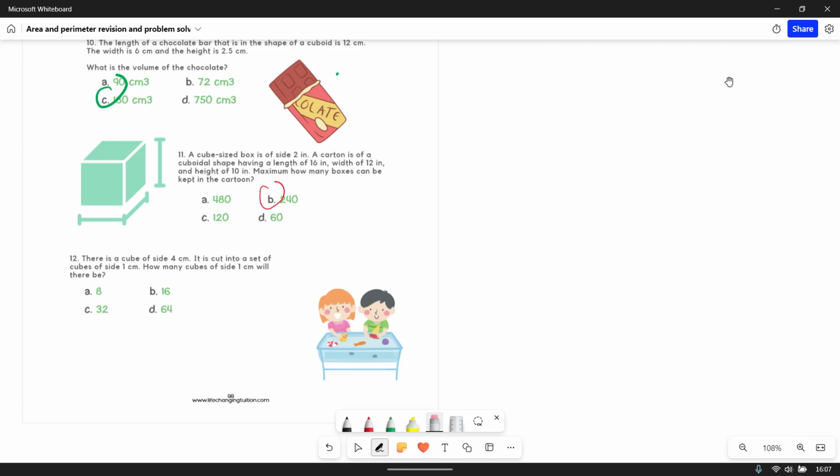Okay, there's a cube of side 4 centimeters. If you cut it into cubes of 1 centimeter, how many cubes of 1 centimeter will there be? So find the volume of the 4 centimeter cube. 4 by 4 by 4. 4 times 4 times 4 is 64. And then you do 64 divided by 1, which is D.